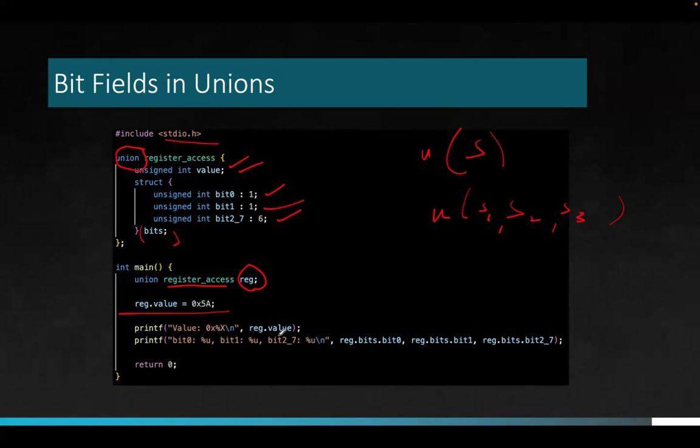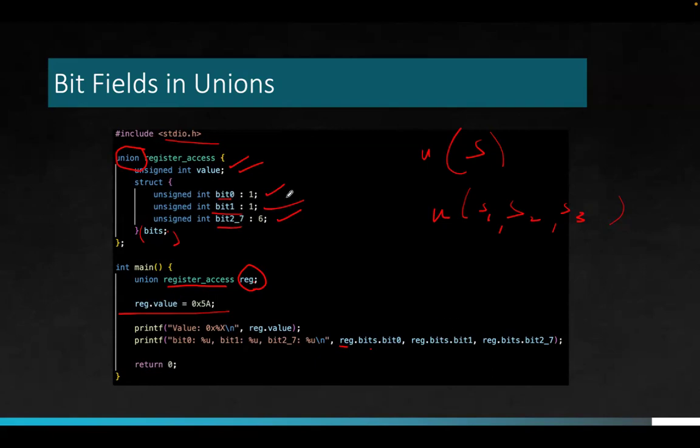If you print the value, what will happen? If you print the value, you'll get 5a. And if you want to print bit by bit, then unsigned bits of it is reg.bits, the structure, then dot the first member. In this structure, the first member is bit 0. The second member is bit 1. The third member is bit 2 to 7.